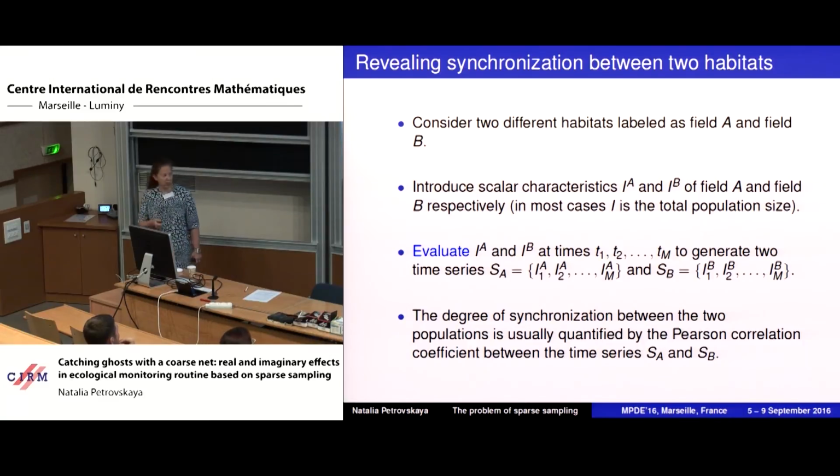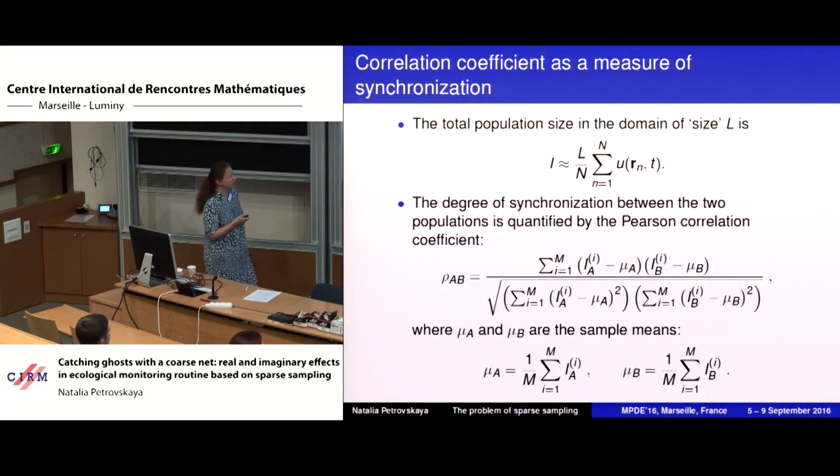Because the total population size is input information. How do we reveal synchronization? If we have field A and field B, we have to introduce some scalar characteristics, and in most cases, this scalar characteristics is the total population size, and we evaluate this total population size at certain times. So we have 2 time series, and then we just calculate the Pearson correlation coefficient between those time series. This is the definition, just to show you that for the correlation coefficient, we have our total population size as input information, okay?